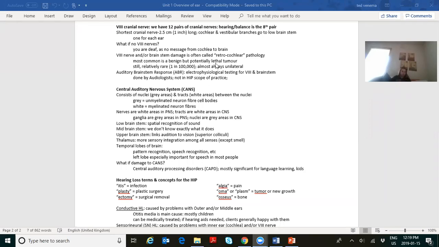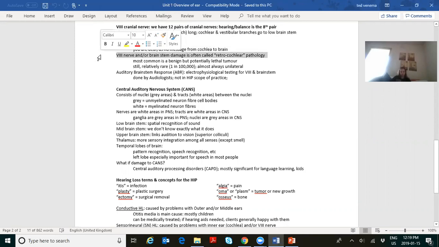Eighth cranial nerve, I've highlighted there, that takes info from your cochlea and brings it to the brain. It's only an inch long. You have one for each ear, one from the right, one from the left. If you have no eighth nerves, you're deaf. No messages are reaching the brain.